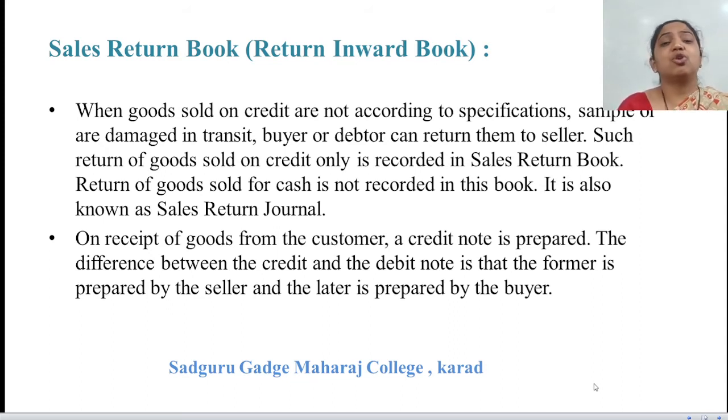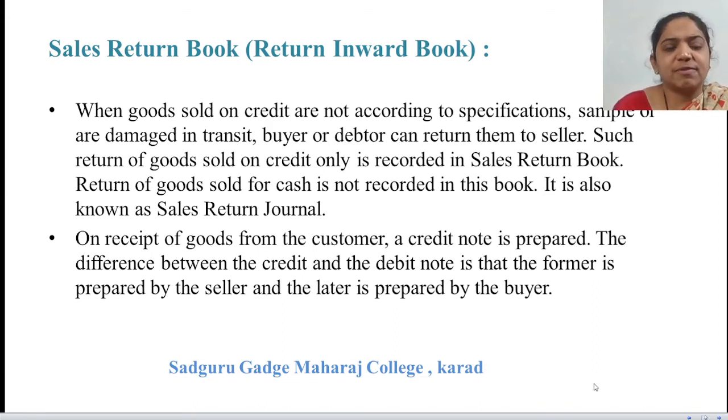So when goods sold on credit are not according to specification, sample or damaged in transit, buyer or debtor can return them to seller. So the name only says sales return. Such return of goods sold on credit only is recorded in sales return book. Return of goods sold for cash is not recorded in this book. It is also known as sales return.